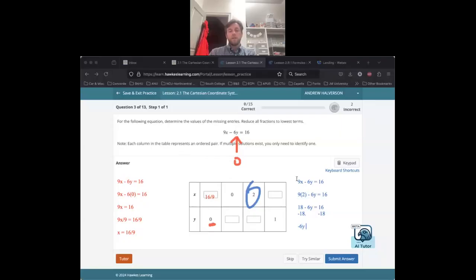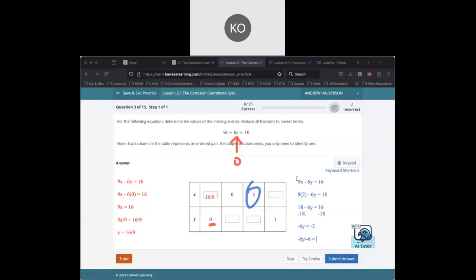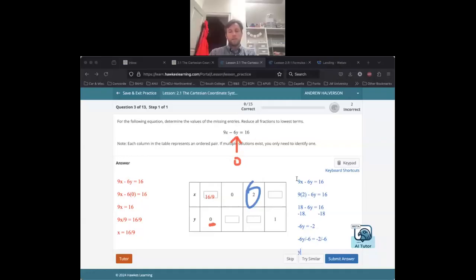Don't forget that negative in front of the 6. So negative 6y equals negative 2, and then what? Divide each side by -6. Right. Clear out that negative 6 by dividing, and so we get the answer, y equals 1/3.